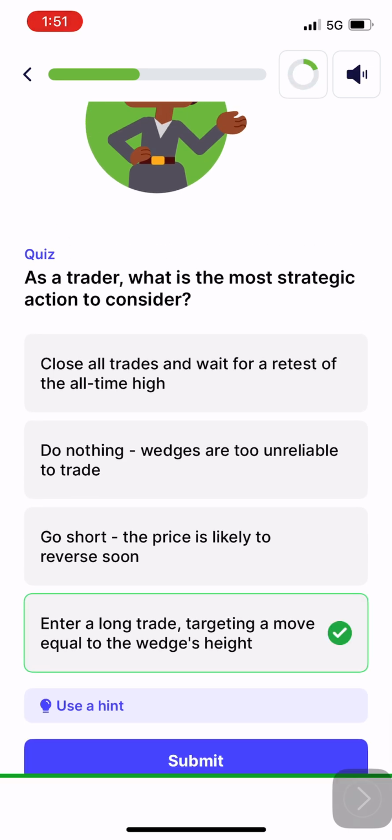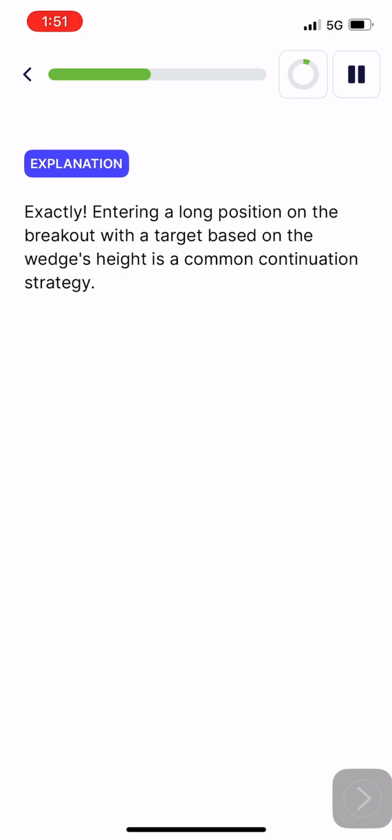Yes, you're right. Exactly. Entering a long position on the breakout with a target based on the wedge's height is a common continuation strategy.